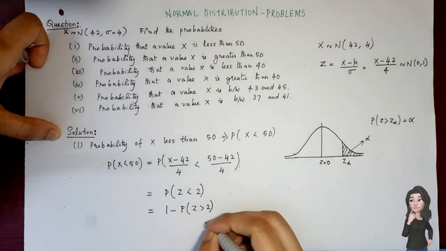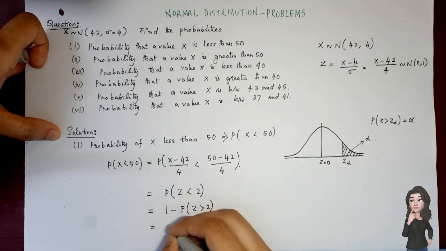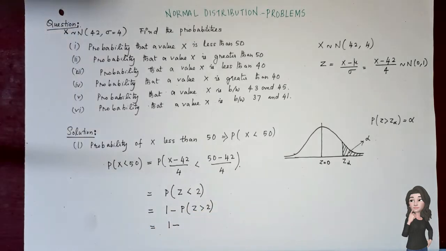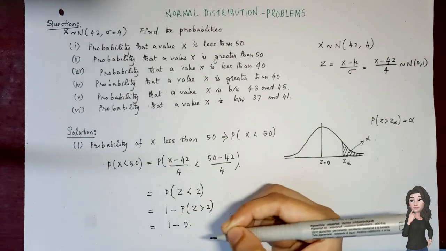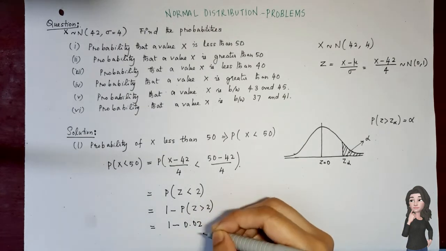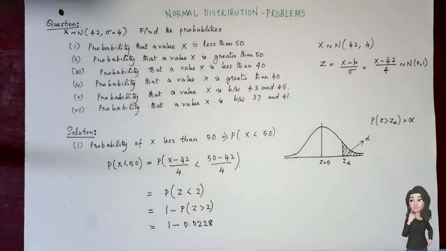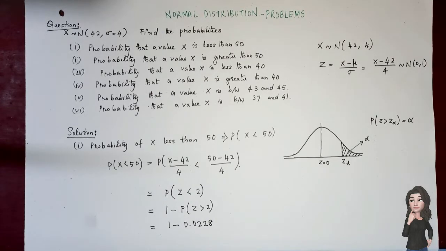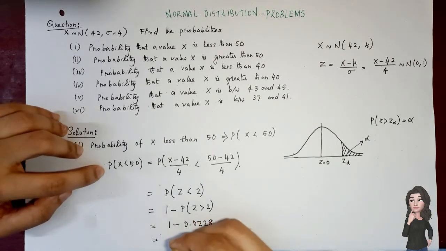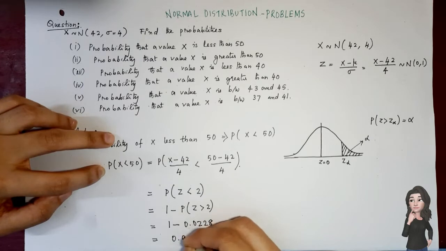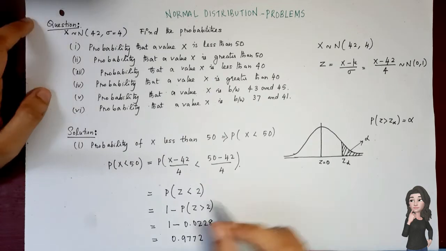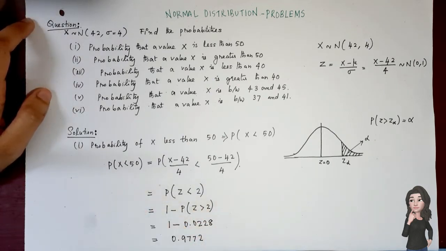So the probability of z greater than 2 can be found from the standard normal table, which is 0.0228. So this is equal to 1 minus 0.0228, which is equal to 0.9772. So this is one method of finding this probability of x less than 50.